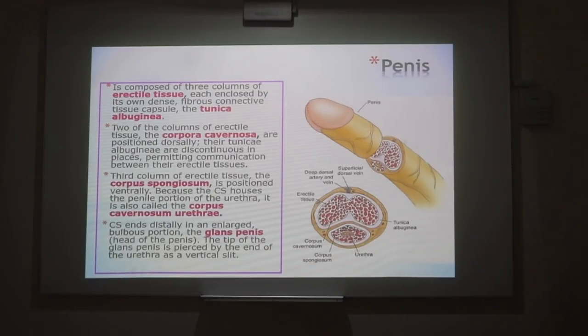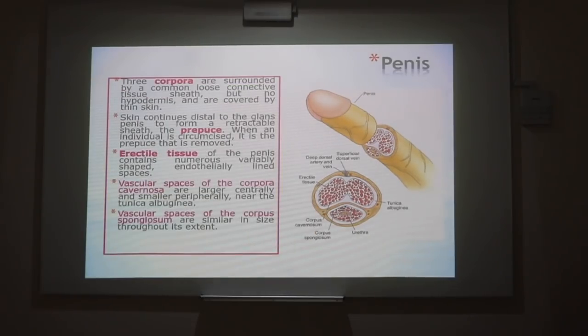Two of the columns of the erectile tissue are called the corpora cavernosa and are positioned dorsally. Their tunica albuginea are discontinuous in places permitting communication between their erectile tissue. The third column of the erectile tissue is the corpus spongiosum, which is here, and it is positioned ventrally and it houses the penile part of the urethra. Corpus spongiosum ends distally in a large bulbous portion which is called the glans penis. So spongiosum is going to end up here, which is called the glans penis.